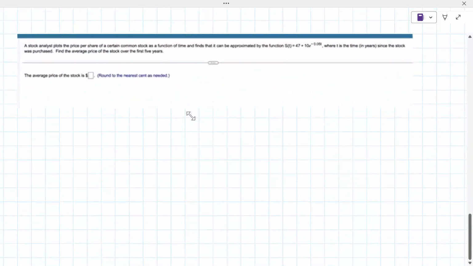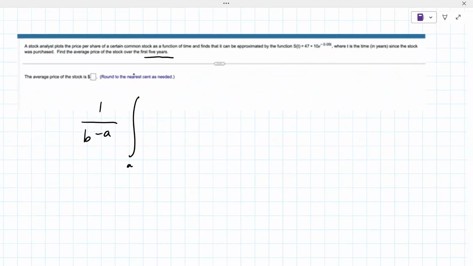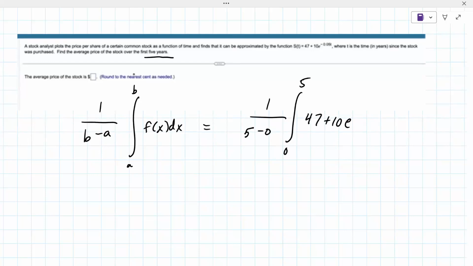All right, next grouping of problems here are the average value. There's one right before it that was more just to calculate, but they want the average value over the first 5 years. So the average value formula is 1 over b minus a, integral from a to b, f of x, dx. So this is 1 over 5 minus 0, integral 0 to 5, 47 plus 10 e to the minus 0.05 x dx, like that. Okay, you're just putting that in your calculator.